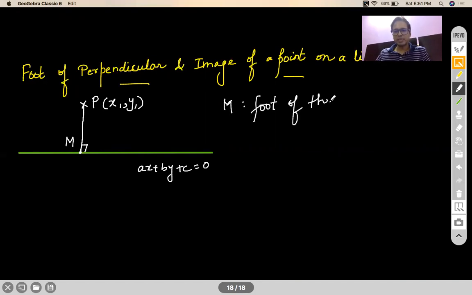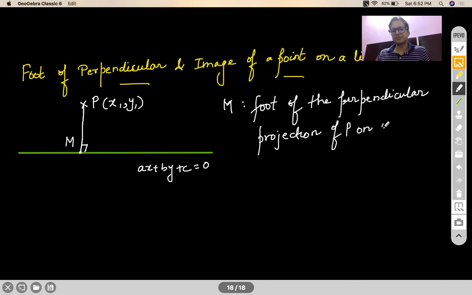So the perpendicular that you drop from that given point onto the line is called the foot of the perpendicular. This is also sometimes called projection of P on the line. Also written as projection of P on the line.